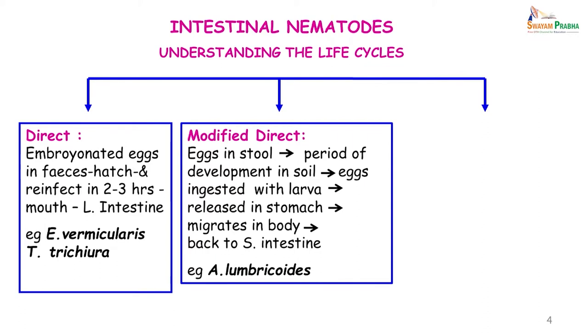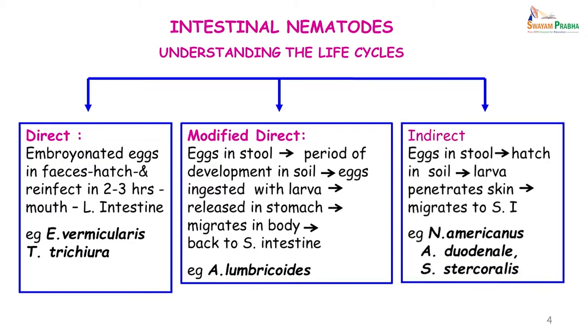Then we have something called a modified direct cycle. This is seen with Ascaris lumbricoides, which is also referred to as roundworm. Here the eggs are passed in the stool. There is a period of development in the soil, after which the eggs are ingested through contaminated water or food. The larvae are released in the small intestine. And from here, they migrate in the body and come back into the small intestine where they mature into adults and the eggs are laid again. So, instead of just coming in through the mouth and coming out through the anus, here this worm has been a little naughty and gone to other parts of the body.